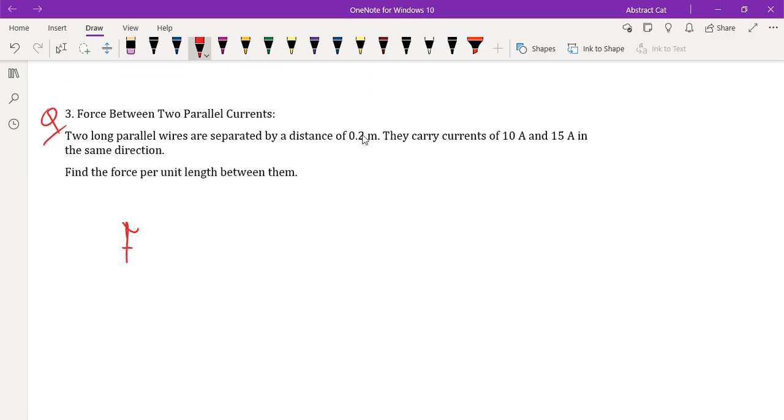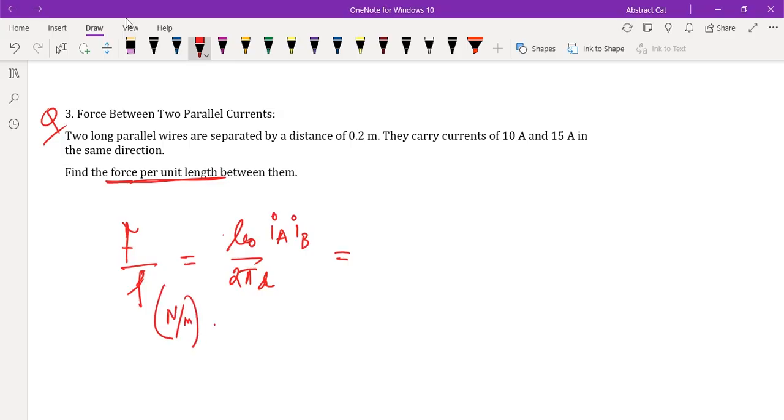Force per unit length, actually. So we know the direct formula: mu 0 by 2 pi d, times the two currents IA, IB. Actually the formula is force equals mu 0 by 2 pi d, IA IB times L. So force per unit length is force by L. Remember, that is not the force, we calculate force per unit length. So the SI unit is Newton per meter.